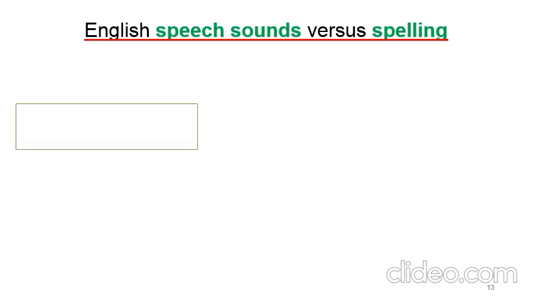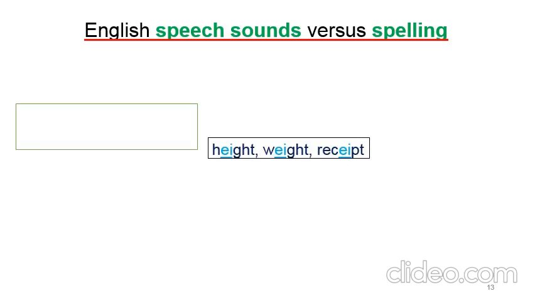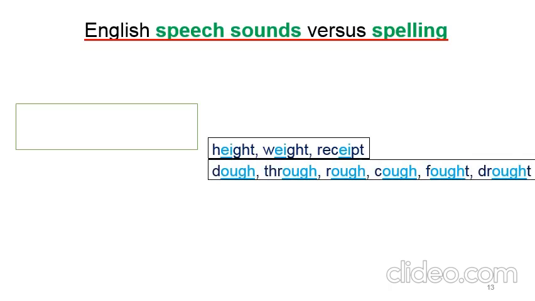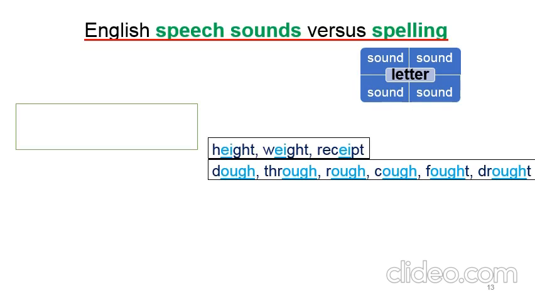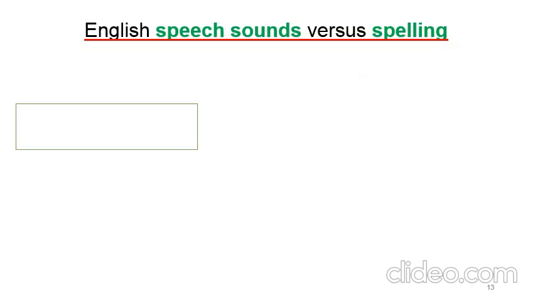English spelling is misleading. Look at the words height, weight, and receipt. They have the same EI spelling but different pronunciation. Height, weight, receipt. We also have dough, through, rough, cough, fought, and drought. The same letters can have different sounds in English.